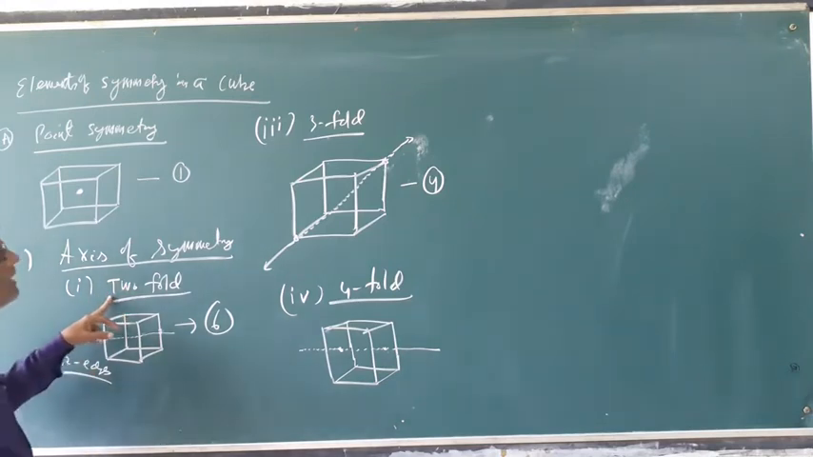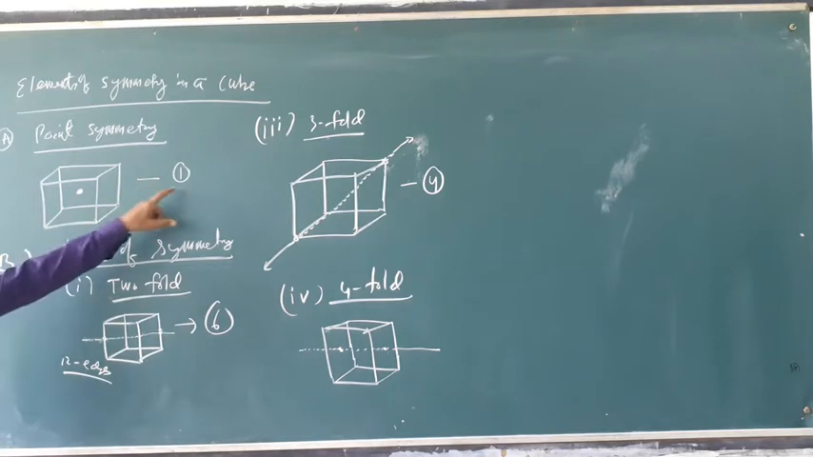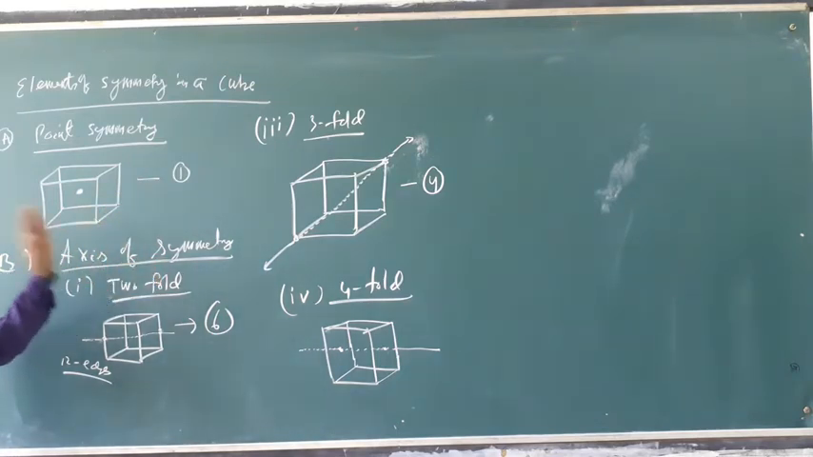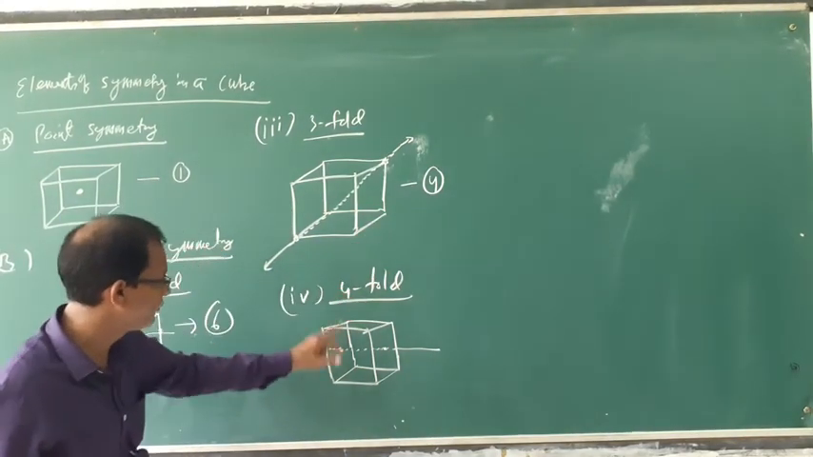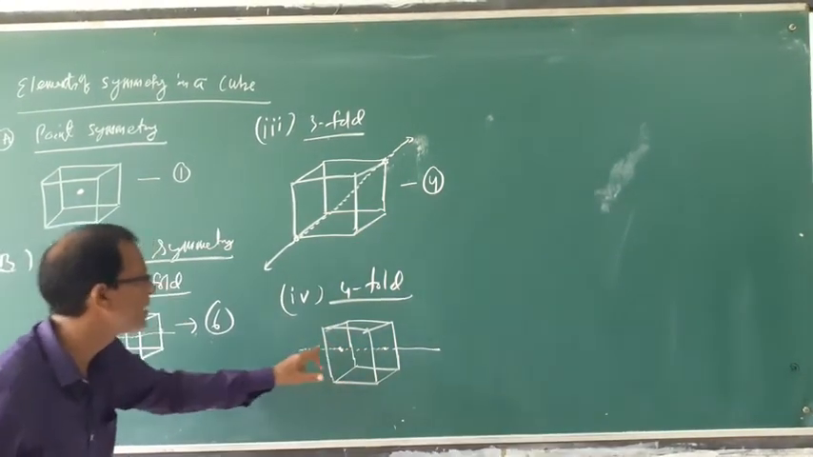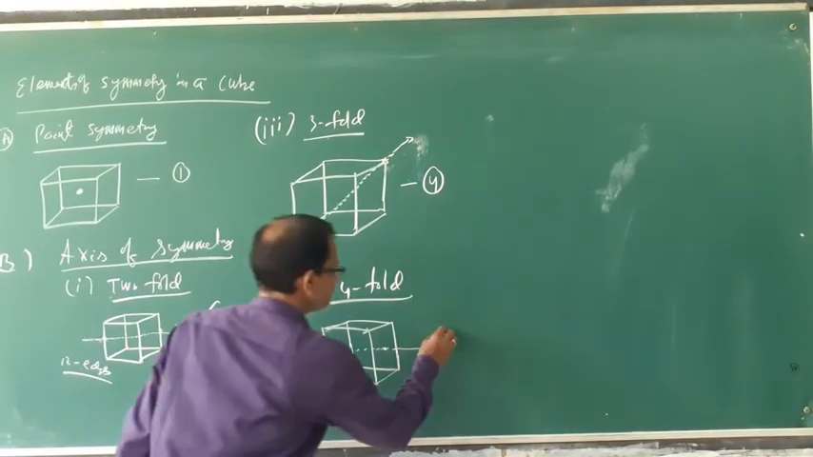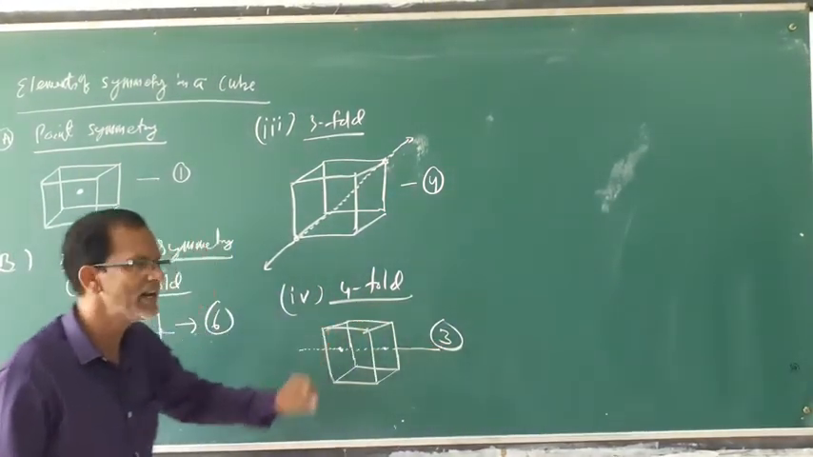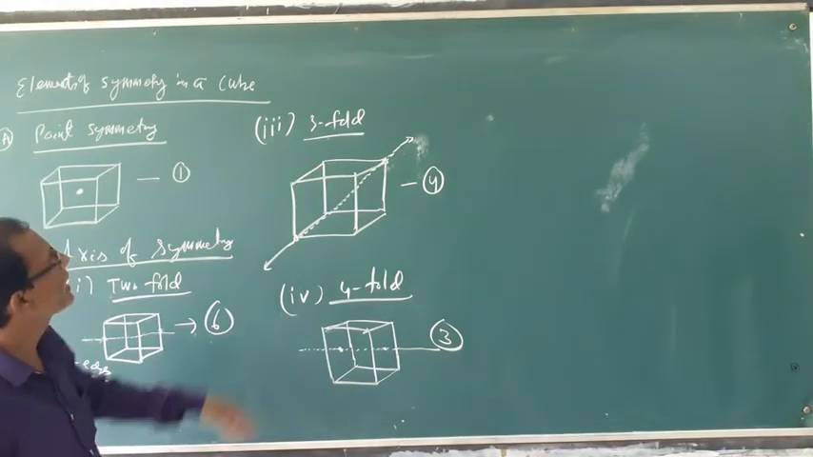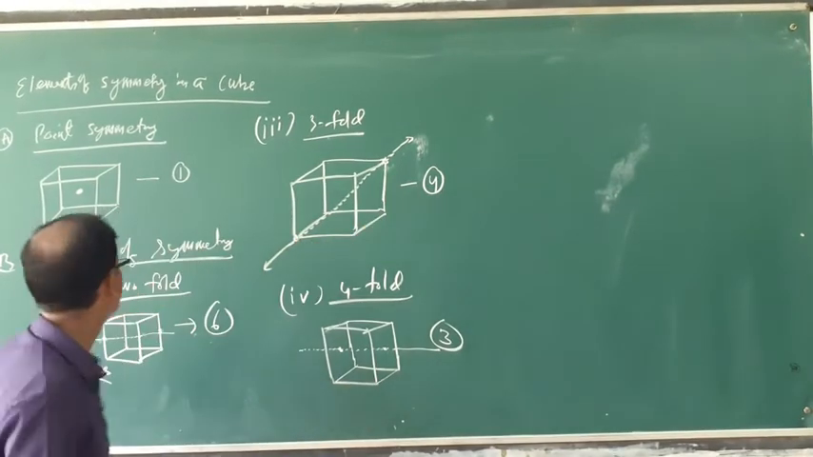And that is always 1 fold, because there is only one center, the body center. So always 1. In axis of symmetry, it will be 2 fold 6, 3 fold 4, and 4 fold will be how much? As it is face, how many total faces are in the cube? 6. So it will become 3, by 2. Always by 2. 6 faces, 3 types of fourfold symmetry, and threefold, that is 4 types, like this.